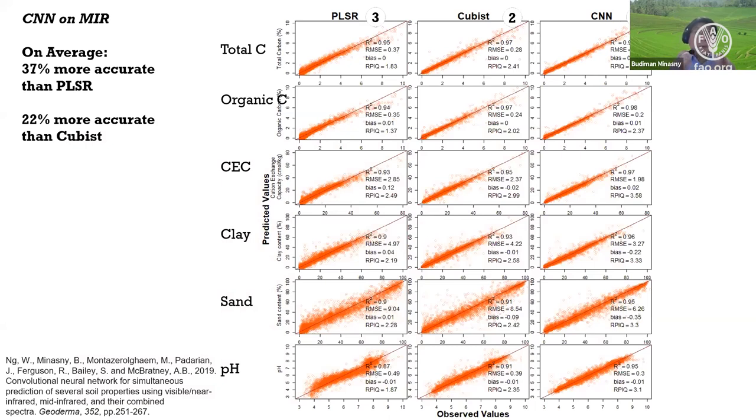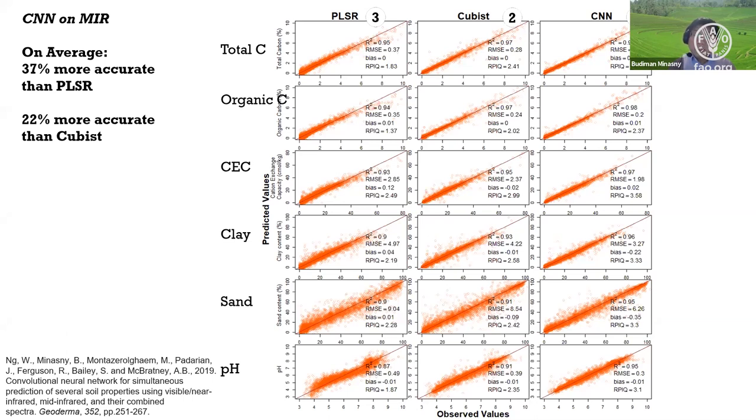This is for total carbon, organic carbon, CEC, clay, sand, and pH. This is calibrated on around 40,000 soil samples, and it's validated on around 10,000 soil samples, right? So this is quite a complete data set.